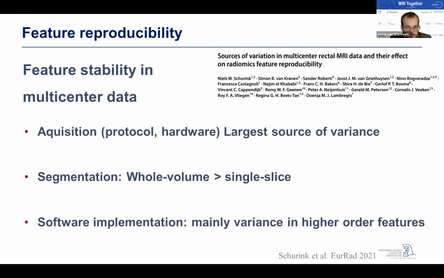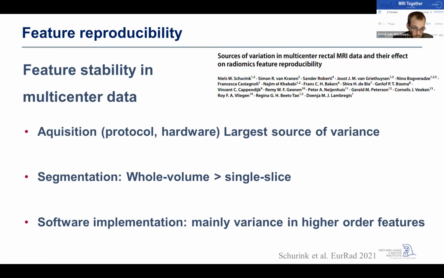Finally, also in multi-center data, in this case where all the pre-processing steps were kept as the same as possible, we saw that the largest source of variance actually was the acquisition. So what scanner and what hardware was used, but also the acquisition protocol. Again, a point of interest, but which you can't really change if you're using retrospective data.